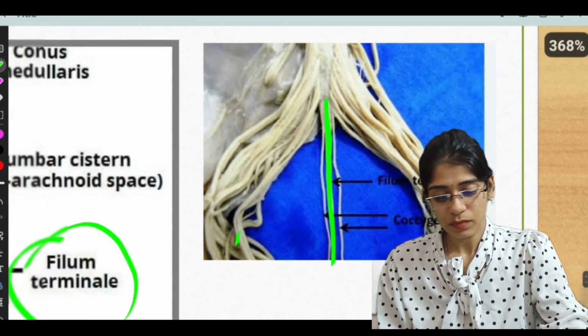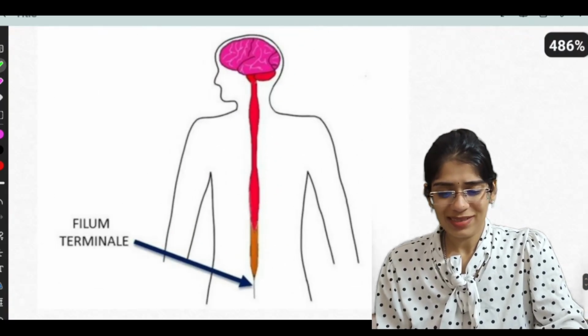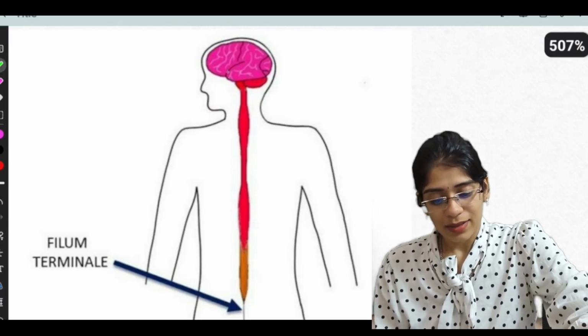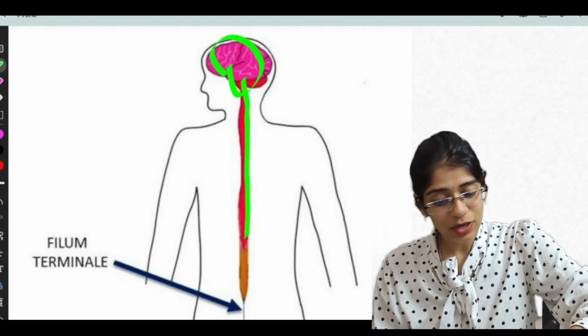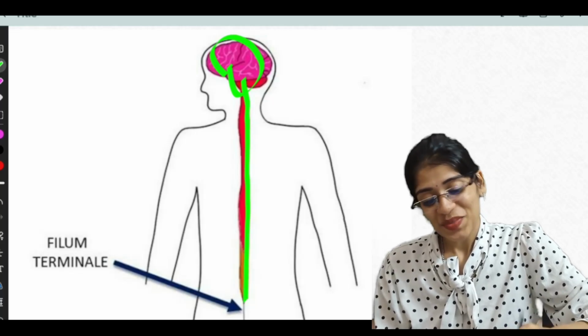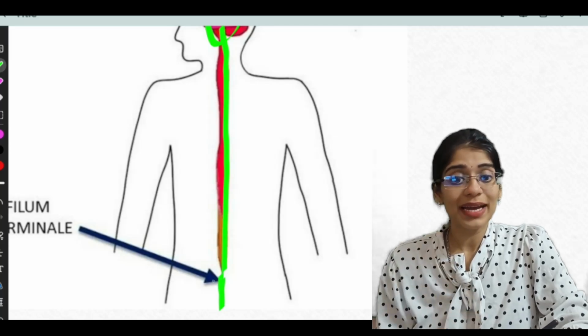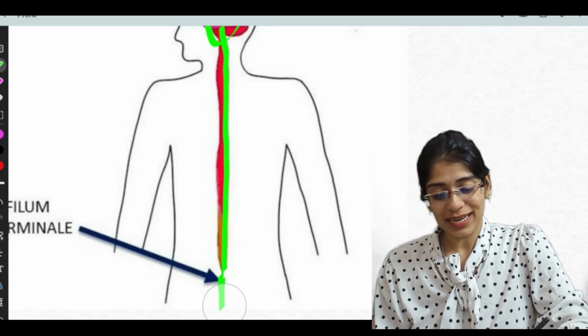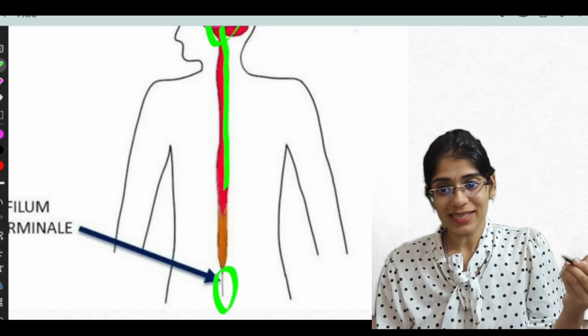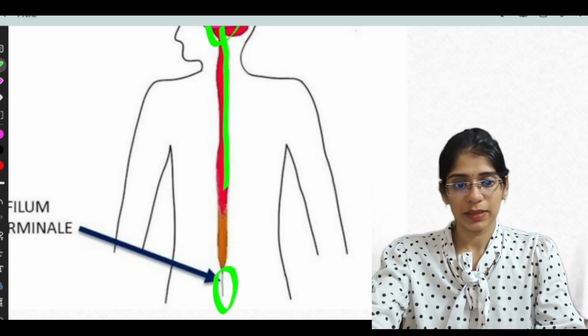Clear? Now look at this picture. Same thing. This is a brain. This is a spinal cord. Okay, everyone knows that. And at the end of the spinal cord you can see what, guys? You can see a thread-like structure. This part is the filum terminale.